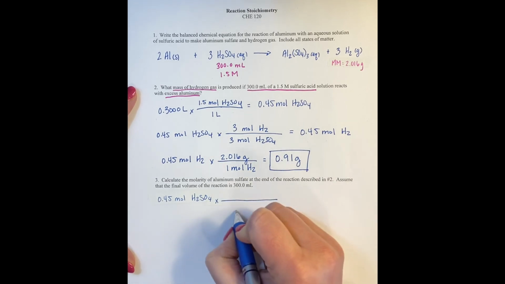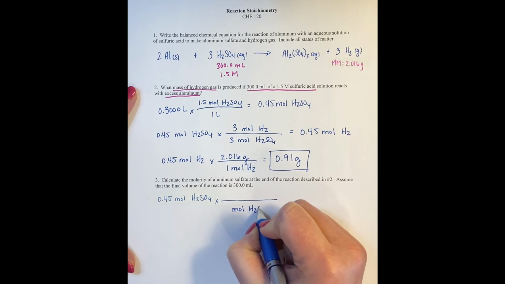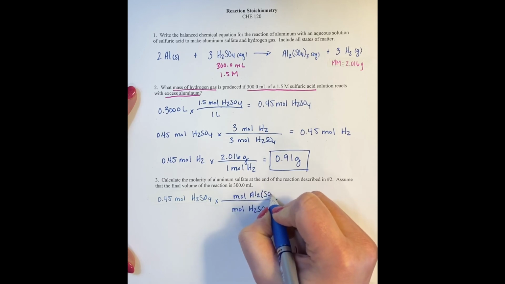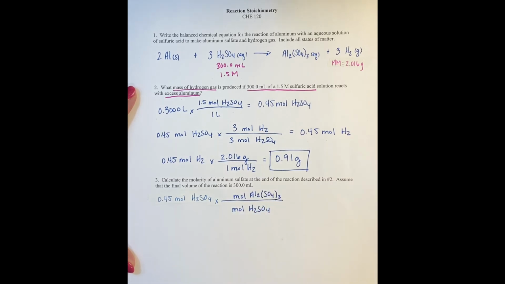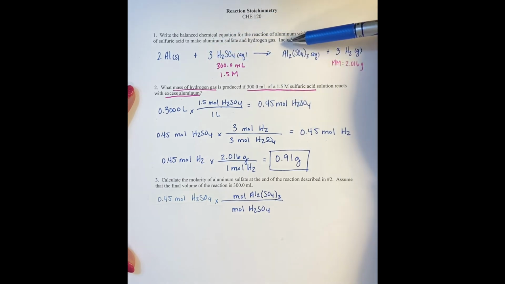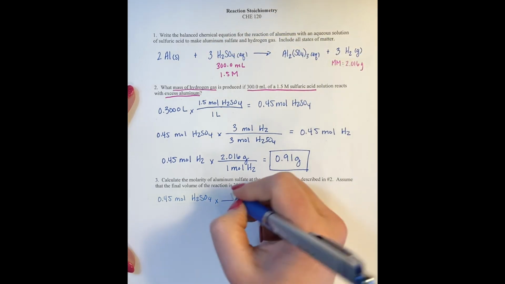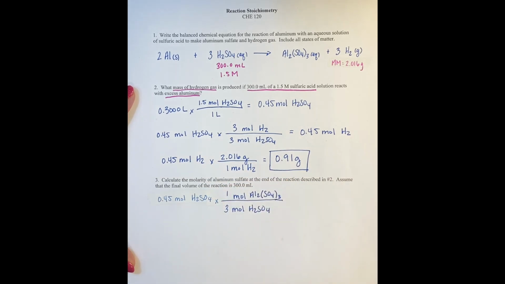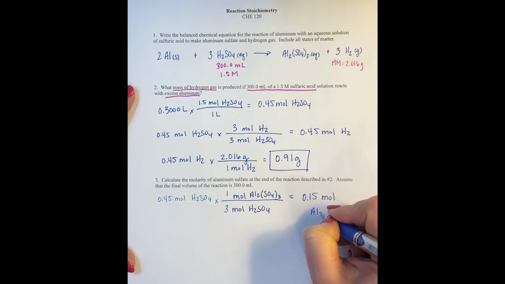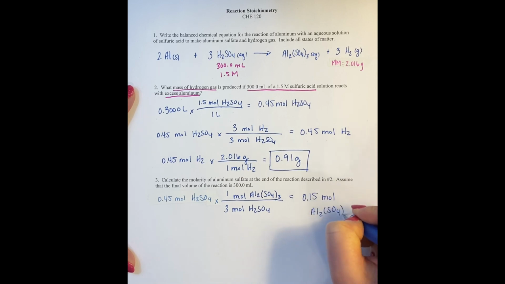In this question, I'm going to do a stoichiometric calculation to relate my moles of sulfuric acid to my moles of aluminum sulfate. Okay, and in order to get that conversion factor, I'm going to go up here to my balanced chemical equation where I see I have a coefficient of 3 in front of my sulfuric acid, a coefficient of 1 in front of my aluminum sulfate. So that's going to give me a 1/3 conversion factor. When I do the calculation, I get 0.15 moles of aluminum sulfate. Okay, 0.15 moles of aluminum sulfate.